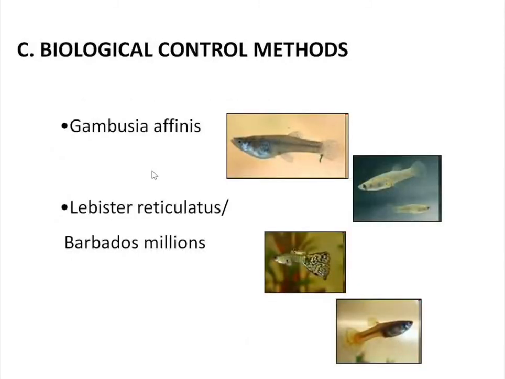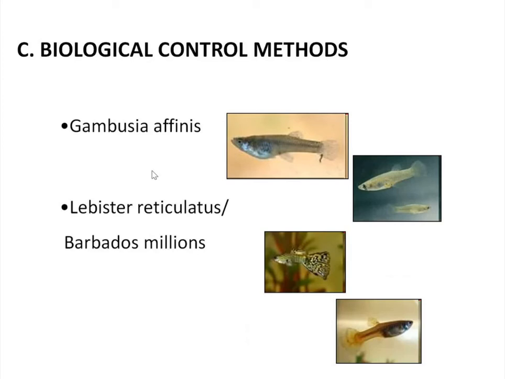So that's about the chemical control. So next is the biological control. So how do you control the larvae by using these biological methods? It is the best method, I can say, the biological control, because it is environmentally safe and eco-friendly.